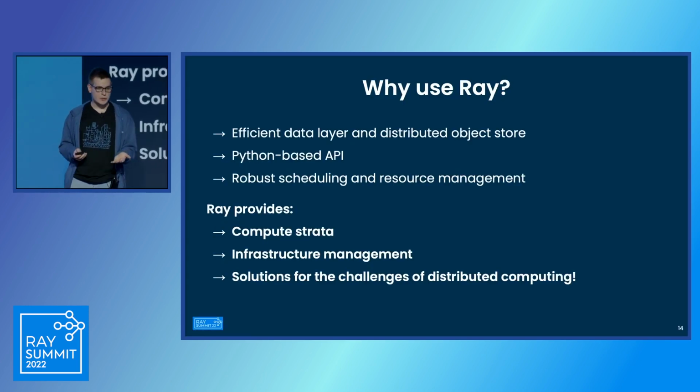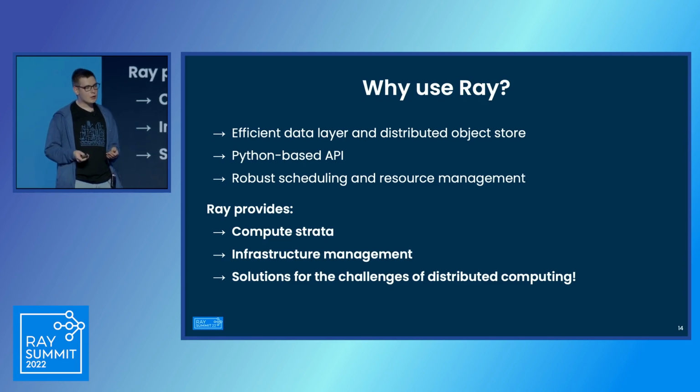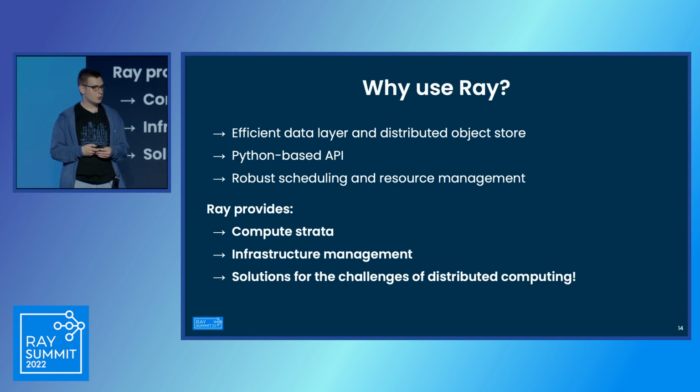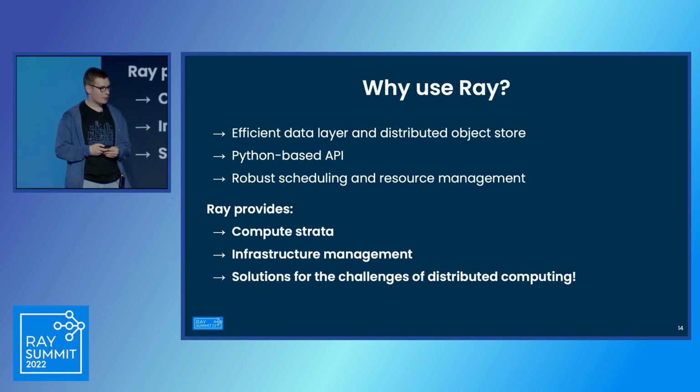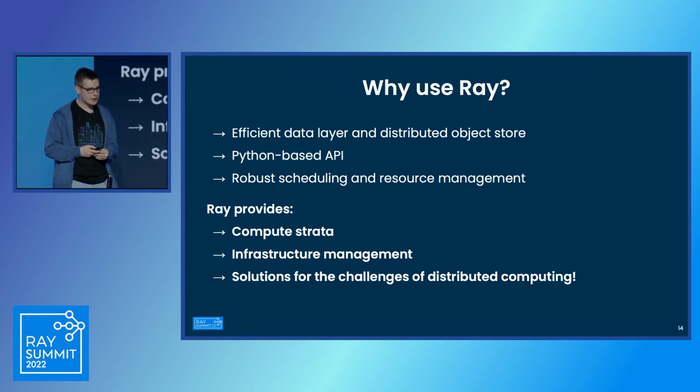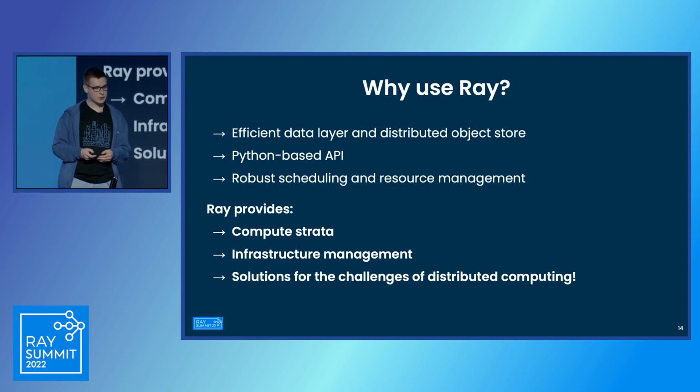So why are we using Ray in the first place? First of all, Ray provides an efficient data layer and distributed object store, meaning you don't have to worry about how to get data from one node to another. It provides a fully Python-based API, so you do not have to leave Python even for a moment. And it provides robust scheduling and resource management, taking away the complexities of managing infrastructure. So in short, Ray provides the compute strata, infrastructure management, and all the solutions for the challenges of distributed computing.